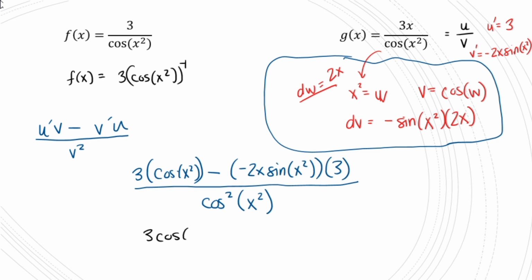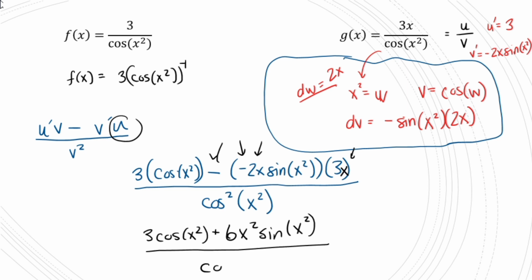3 cos x squared. I have a minus and a minus, so that's going to turn into a plus. I have a 2 and a 3, so I'm going to make it 6. At this point, I'm going to realize I made a mistake, and I forgot to add an x in. U is 3x, du is 3. So cleaning that up, again, I have 2 x's, so I'll have x squared, and then finally sine x squared, and let's put that all over cos squared x squared.